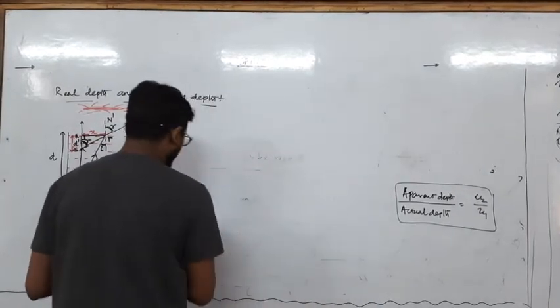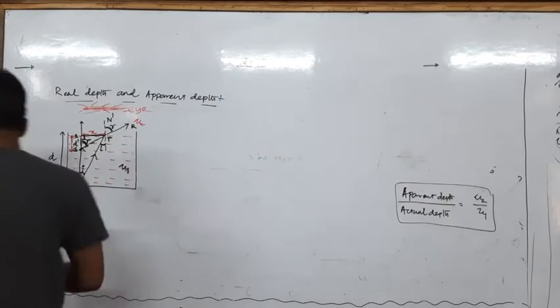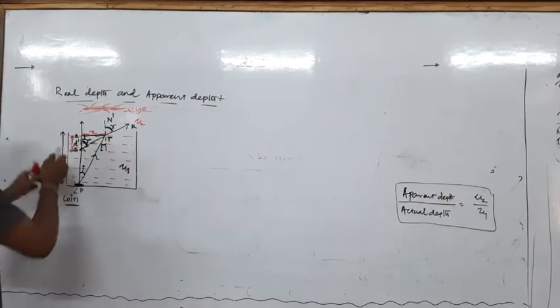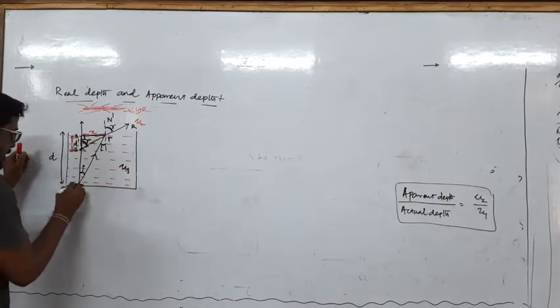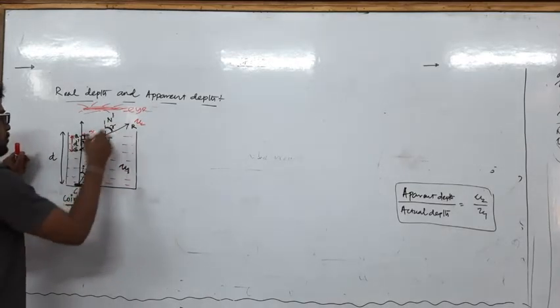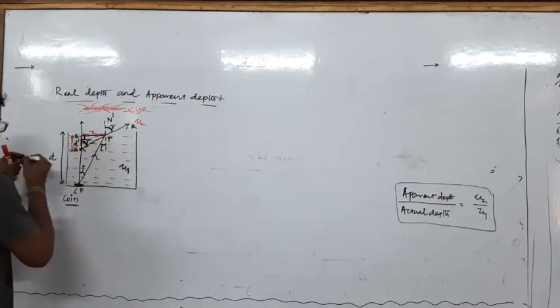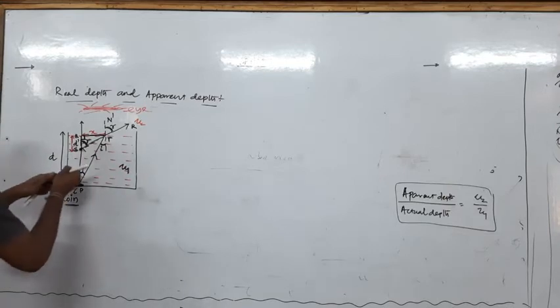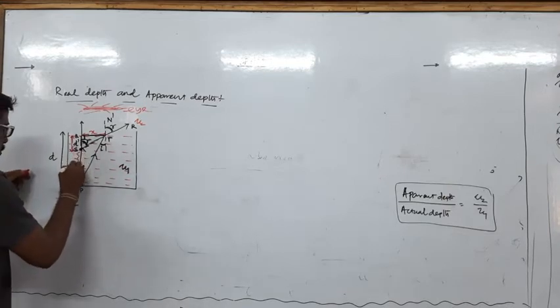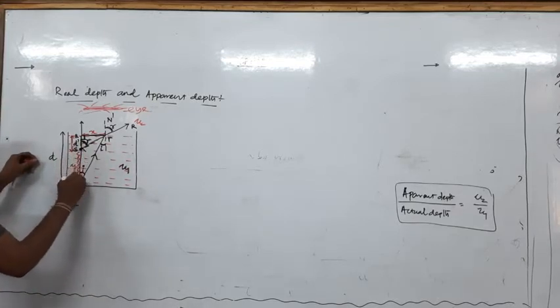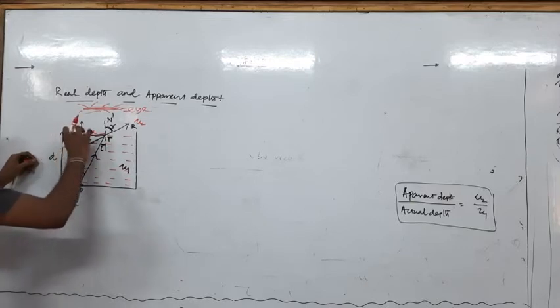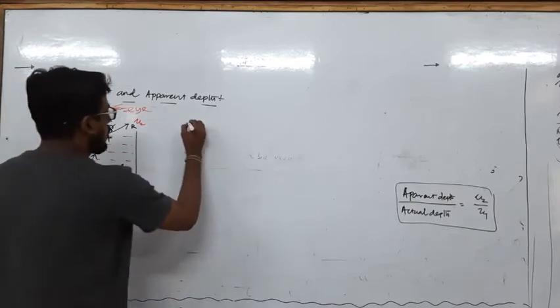So the shift of the image will be, if this is the actual depth D and this is the apparent depth D dash, the object is at this place but it will seem to the observer to be at point S. So this much will be the normal shift, let it be Y. So the normal shift Y will be how much? This height will be D minus D dash.